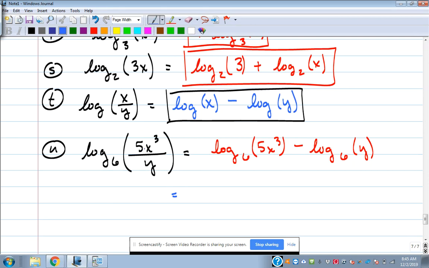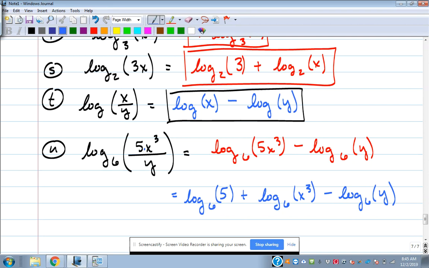Product, because the 5, it's 5 times x cubed there. So I'm going to make that log base 6 of 5 plus log base 6 of x to the third. And then the log base 6 of y, there's nothing else happening with the y stuff, so I'm just going to copy it down. Yeah, everything's the same there.